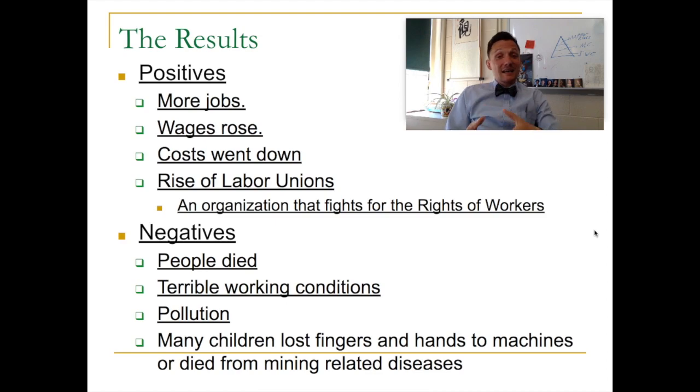So, now, the negatives of the Industrial Revolution, you are going to see hazardous conditions actually end up killing some people. So people like dying, right? Getting disease, right? That's another one as well. Terrible working conditions are going to be a negative. Pollution, though, is another heavy negative of the Industrial Revolution.